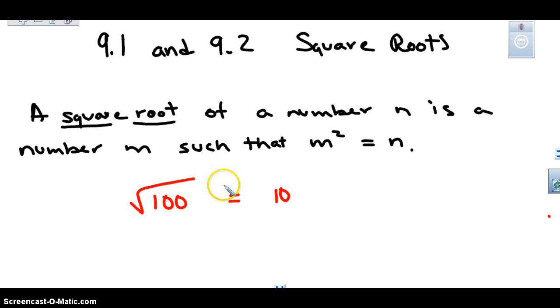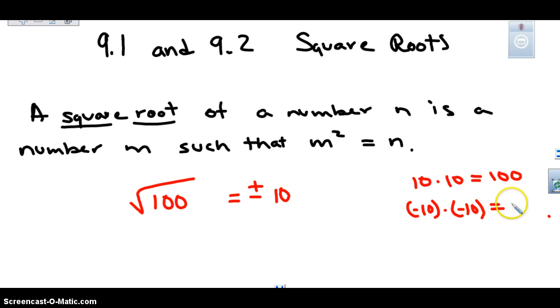Numbers have both positive and negative square roots. What does that mean? It means that positive 10 times positive 10 equals 100, as well as negative 10 times negative 10 equals 100. So this sign is the plus or minus sign. This means that the square root of 100 is plus or minus 10. In other words, a positive 10 or a negative 10.